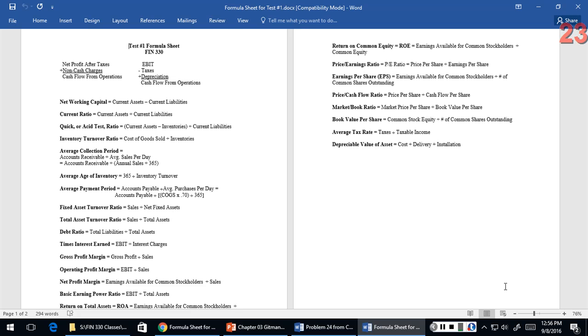Plus 1.84 divided by 2. It's going to be the current ratio with the current assets, divided by current liabilities. It should equal.